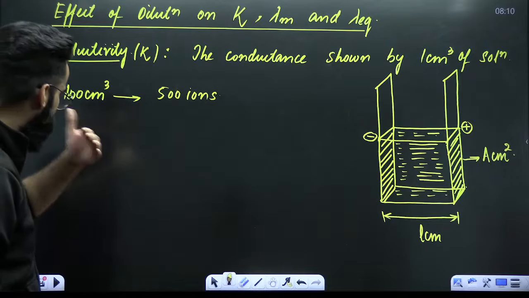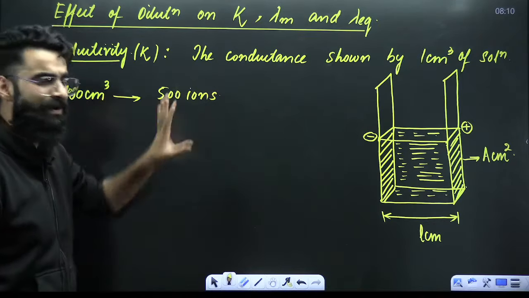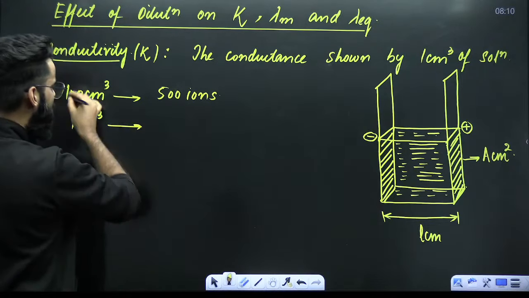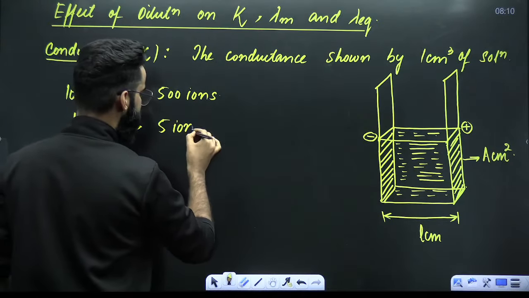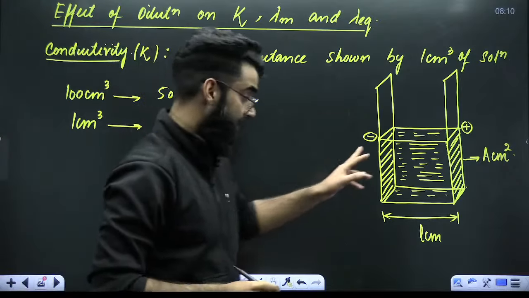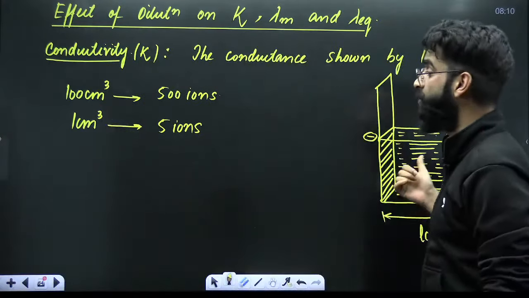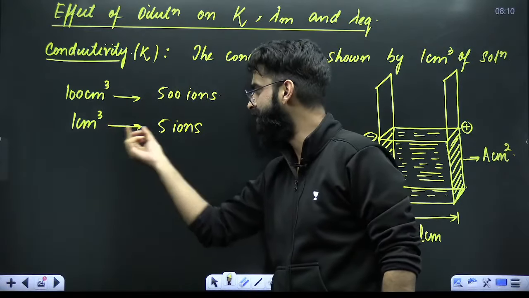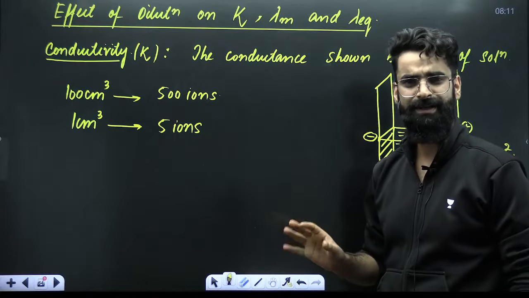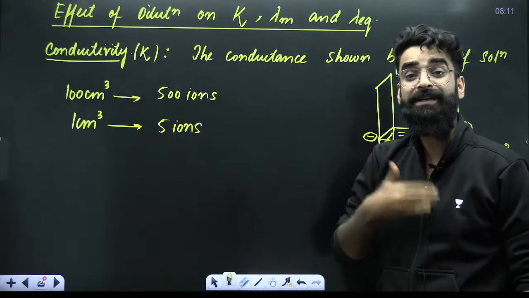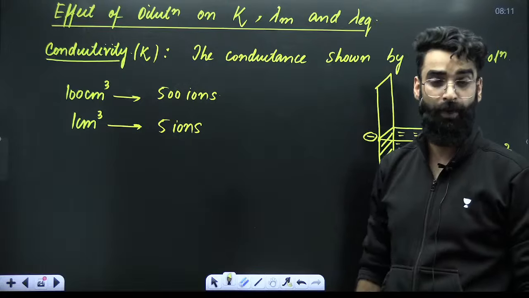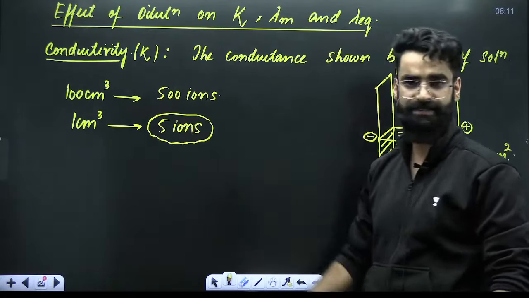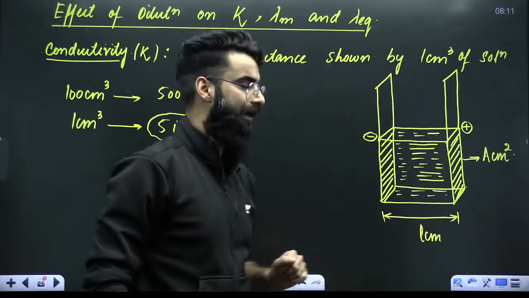Okay. So if in 100 centimeter cube, there are 500 ions present, in 1 centimeter cube, how many ions will be present? 500 by 100, that comes out to be 5 ions. So in 1 centimeter cube of solution, there are 5 ions present. Perfect. So whatever will be the value of conductivity, that is due to these 5 ions. Correct? Now try to understand.